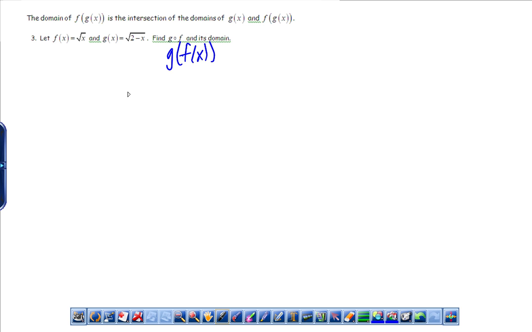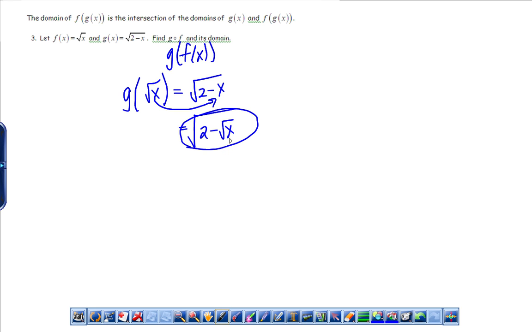So the first thing I would do is take your g and plug in your f of x here. So this is the square root of x. So that means you've got 2 minus x. So when you plug in your square root here, this means you have 2 minus the square root of x. And this doesn't simplify, this is it.